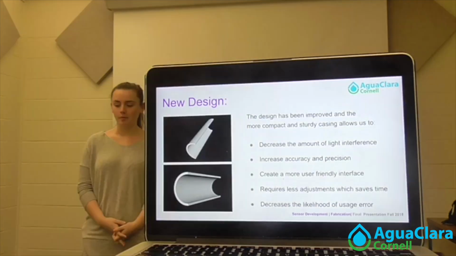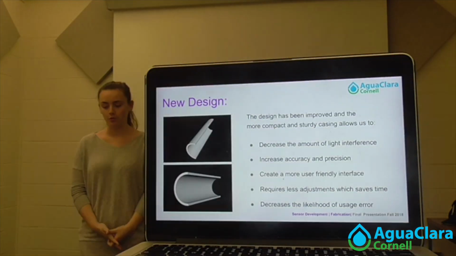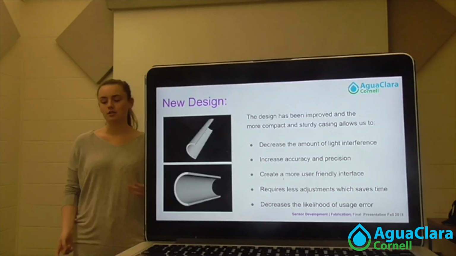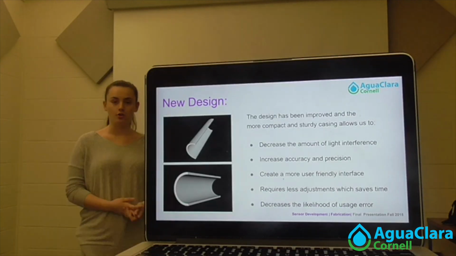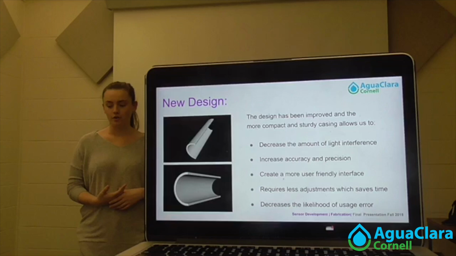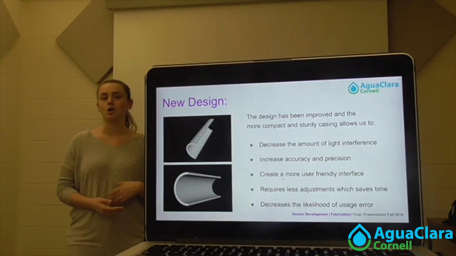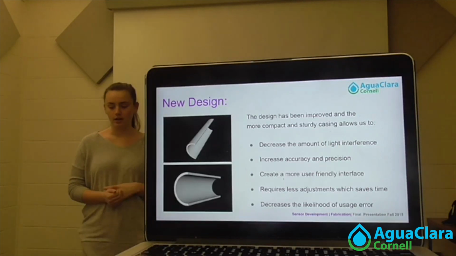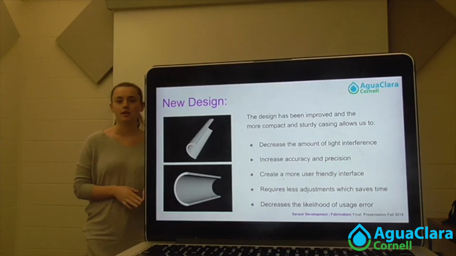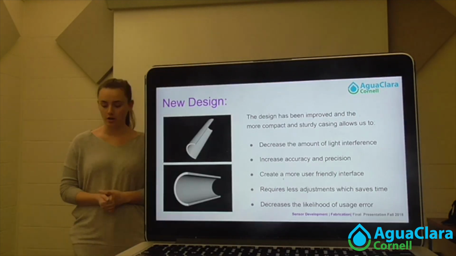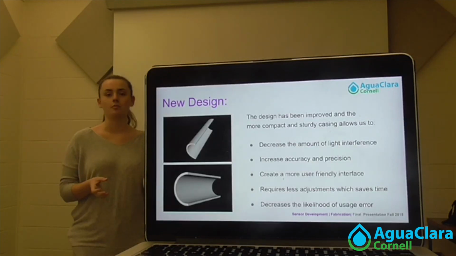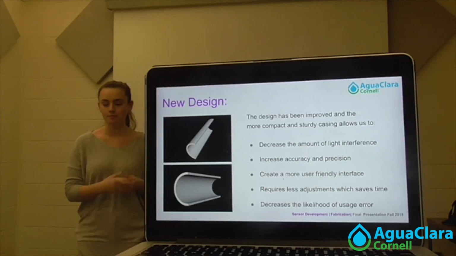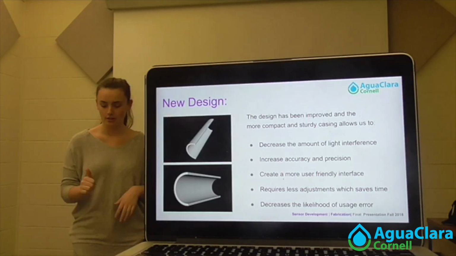So this semester we are implementing a new design, and it's been improved from the previous years to allow a more compact and sturdy casing. And this has a few advantages, including decreasing the amount of light interference, increasing accuracy and precision, creating a more user-friendly interface, and it requires fewer adjustments, which saves time, but also makes the sensor itself more accurate and less prone to user error. And as you can see in the photos, this is the design that we created using the software Onshape. And eventually this shell came to house both the foam and the photosensor and LED, which you will see in the next few fabrication steps.